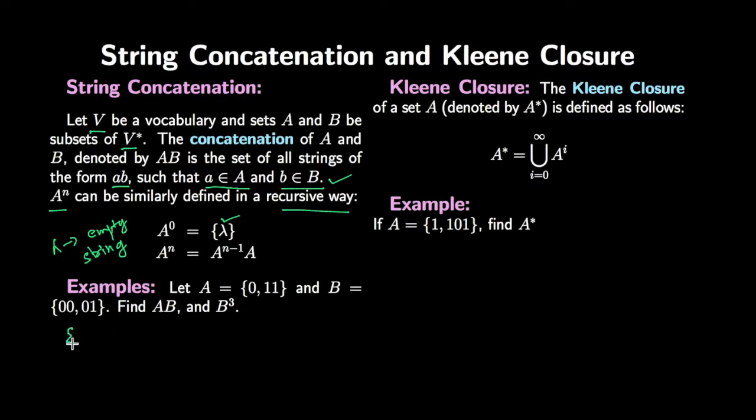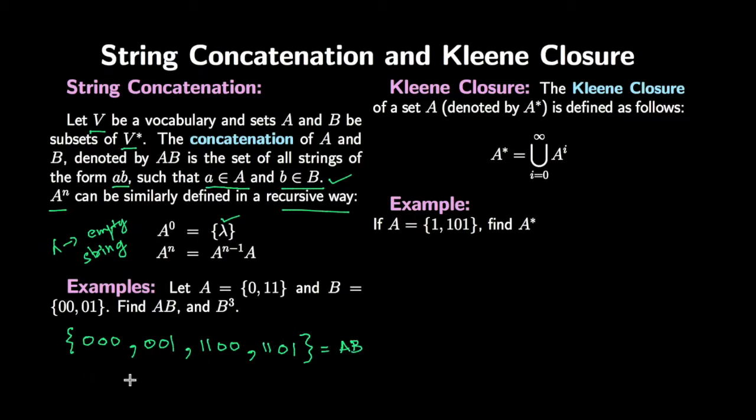So let's apply the definition: all the strings whose first element is from A and second element is from B. So first, I can make 0 from A and 00 from B. Then 0 from A and 01 from B. Then 11 from A and 00 from B. And then 11 from A and 01 from B. So this is my AB.